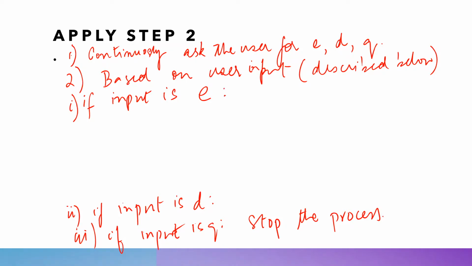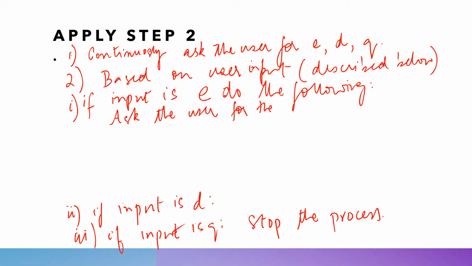Now I'll go on inside. If the input is E, then do the following, right? What should I do then? If the user asked me to encode, then obviously I'll have to go and ask the user again, right? So go and ask the user for the message, and the number, the rotating number. So it is going to be an integer. So ask for the number, which is going to be an integer, and ask about the string, which is going to decide how much shifting we need to do.